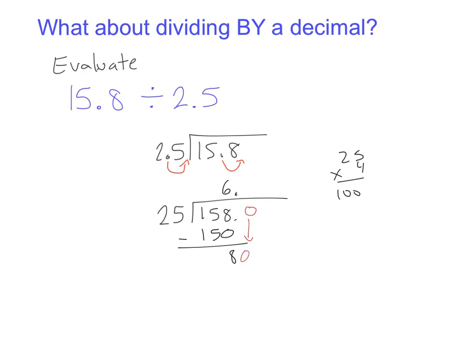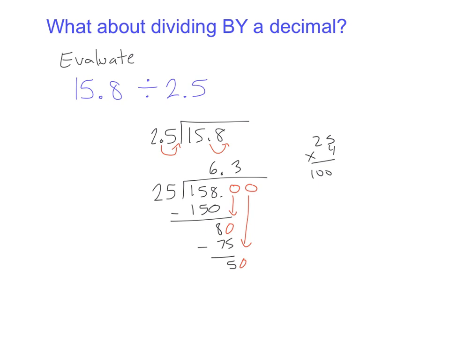Okay, so does 25 go into 80? Yeah. How many times? Well, 25 times 3 is 75. That gives us a 5. Nothing more to bring down. Need to add a 0, right? Bring down a 0. So, does 25 go into 50? Yes. And it goes in there how many times? Evenly? 2. And so then it gives us a remainder of 0, which means we are done. So what is our answer? 6.32.